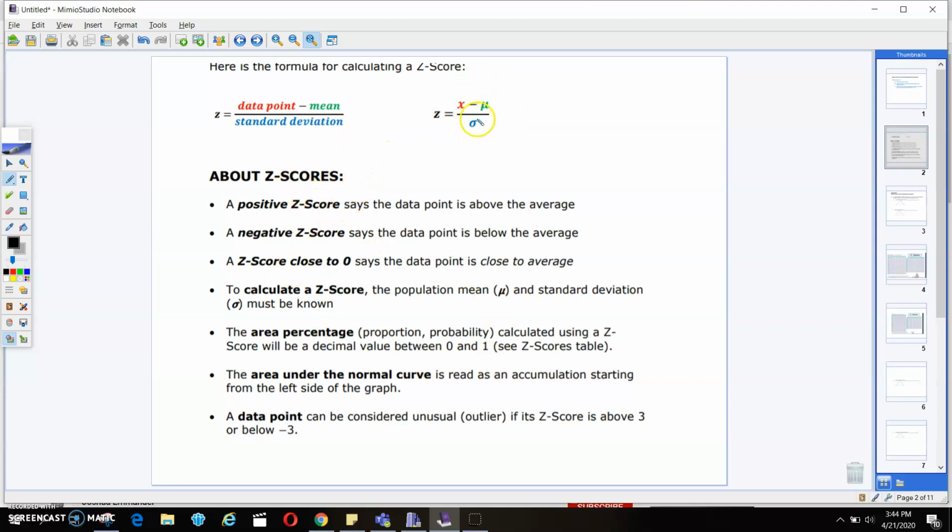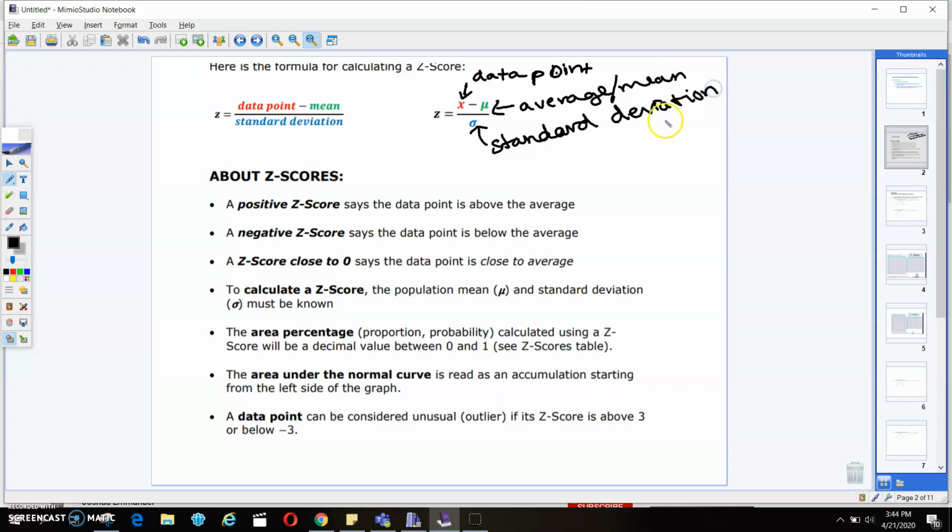Hopefully you read through it. This is the formula that you're going to use. So this is going to be the data point, which is going to be x, minus the average, or this mu, or the mean, if you want to use that word too. And then you get the standard deviation that's on the bottom. And z-score is going to help us find the percentage of something that's not on our normal distribution, in the sense of it doesn't have the clear expectations, the clear percentages.